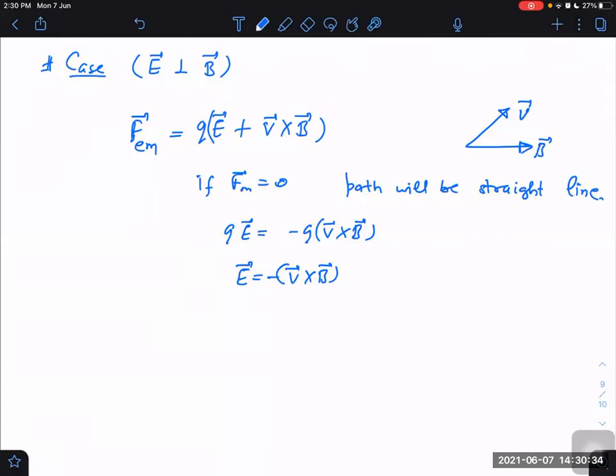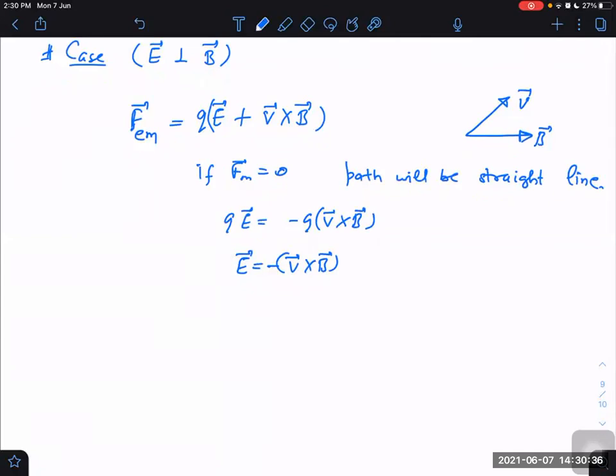Right. Now, this is a very simple case, so nothing much to explain. Just VB sin theta will be equal to E, and that is enough. And the path will become a straight line path. One special case: if V is already perpendicular to B, then E will be just equal to VB. This is also one case possible. Magnitude-wise equal and direction-wise opposite. Direction-wise, I have to write in cross product only. Then I can say E will be just magnitude-wise equal to VB.